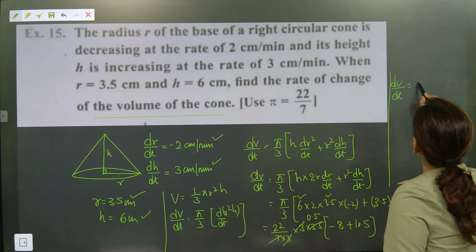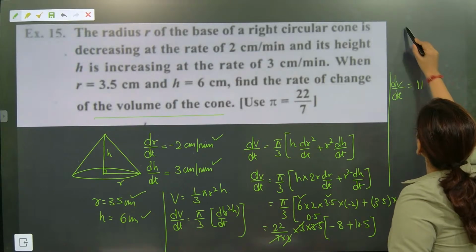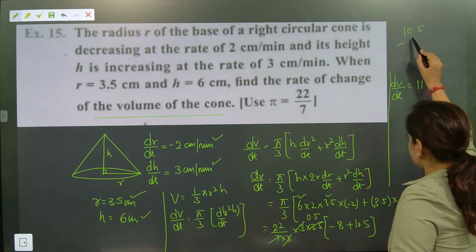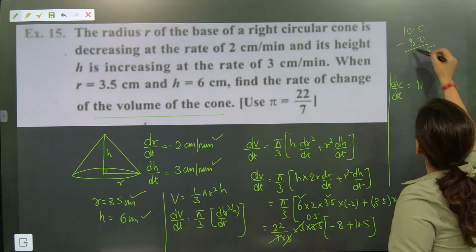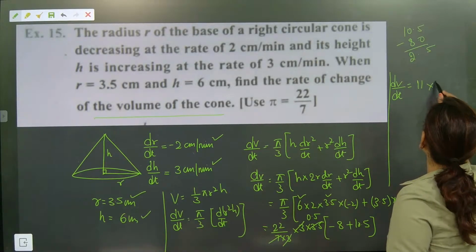So 5 to the 10, it is coming as 11. And now 10.5 minus 8.0. So 5, 2.5.